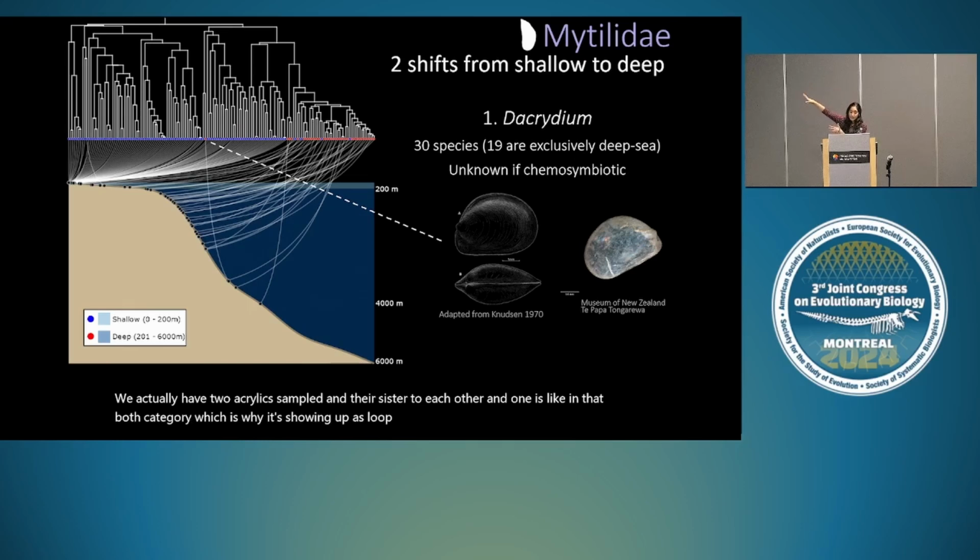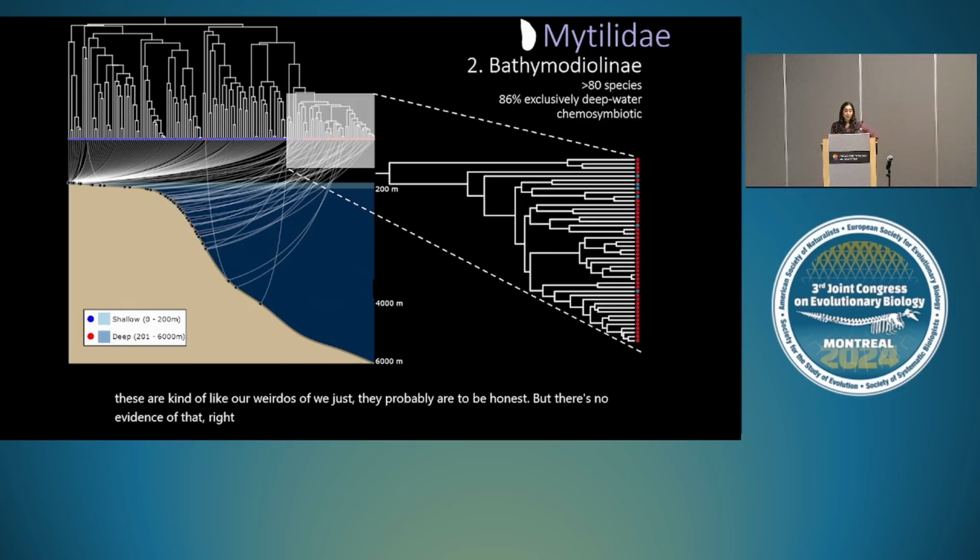But Dacrydium is about 30 species, and they are mostly deep sea, and we don't know whether or not they're chemosymbiotic. So these are our weirdos. They probably are, to be honest, but there's no evidence of that right now. And then the real well-known deep sea mytilids, or mussels, are the Bathymodiolines. They really diversify into the deep sea. If you Google search deep sea mussel, it's going to be a Bathymodioline that you see.